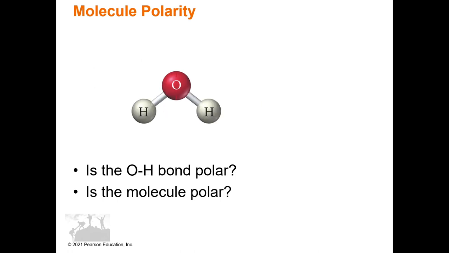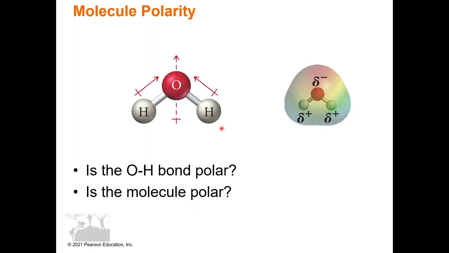Let's take a look at water. Is this OH bond polar? The answer is yes, because oxygen is more electronegative. And so we could say the same thing for this bond. Okay, so we draw our arrows there. Now, is the molecule polar? Just looking at the arrows, we see that the arrows are pointed in one direction. So the arrows are not canceling out. Oxygen is going to be the negative side. The hydrogens would be the positive end.